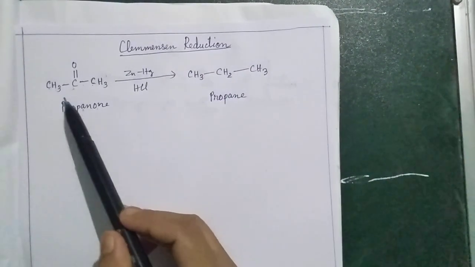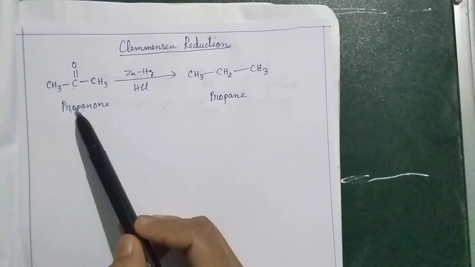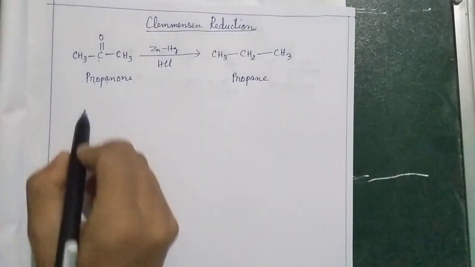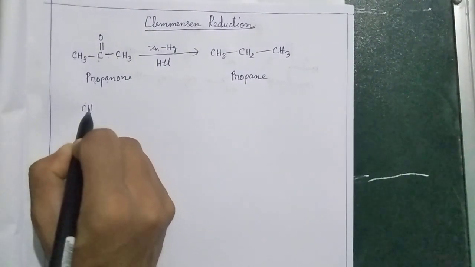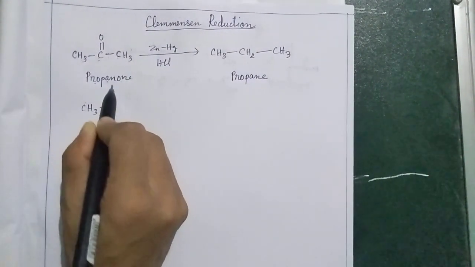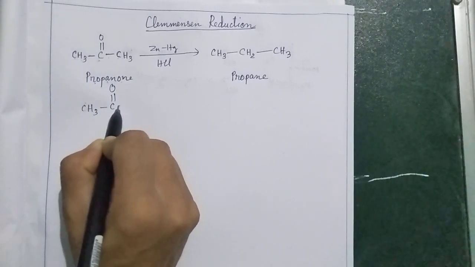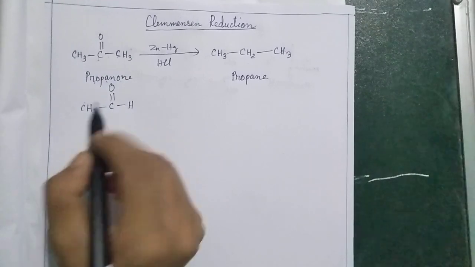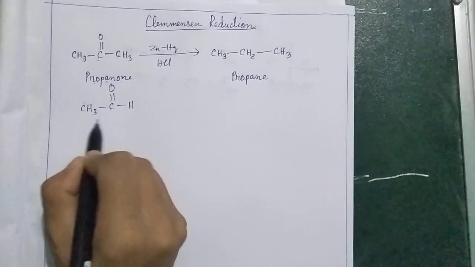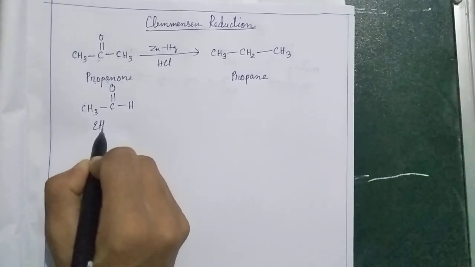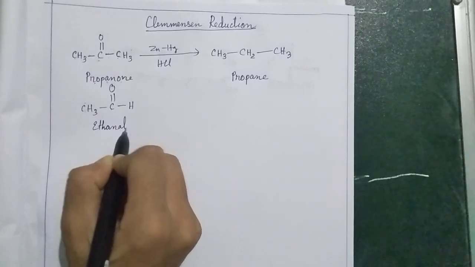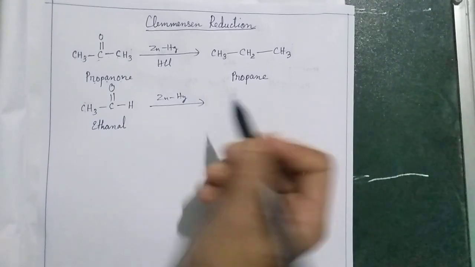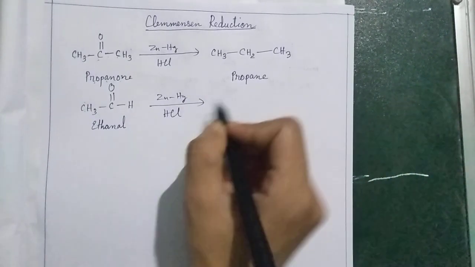We started with propanone, which is a ketone, but we can similarly start with an aldehyde. Let's take a simple aldehyde, CH3CHO. When we talk about an aldehyde, there should be CHO. So this is an aldehyde. How many carbons? There are 2 carbons, so this is called ethanal. Same reagent, zinc amalgam, that is Zn-Hg in the presence of HCl.